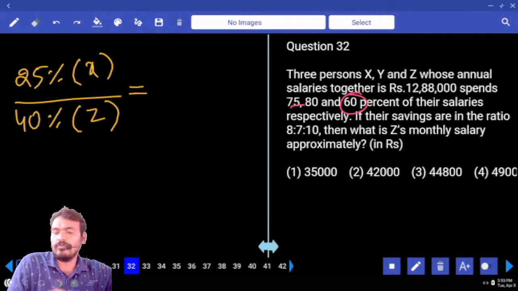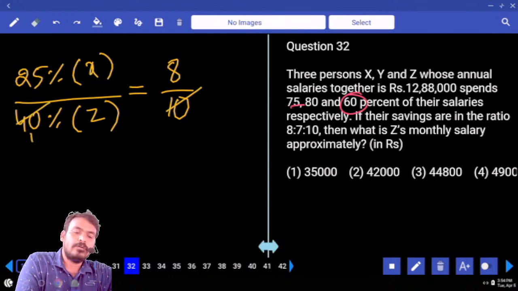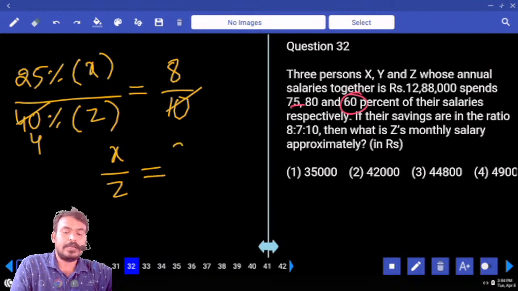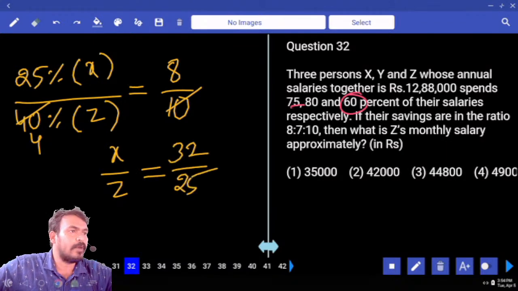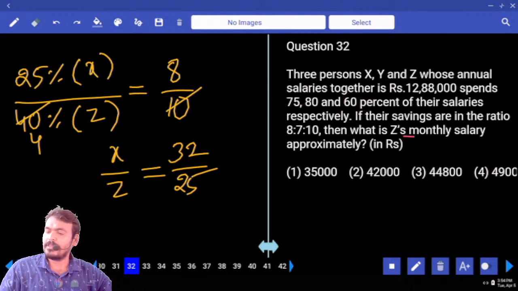It is equal to which ratio? 8:10. 10 how many times 40? 4 times. Then X by Z equals 32/25. And one more here, Z's monthly salary.